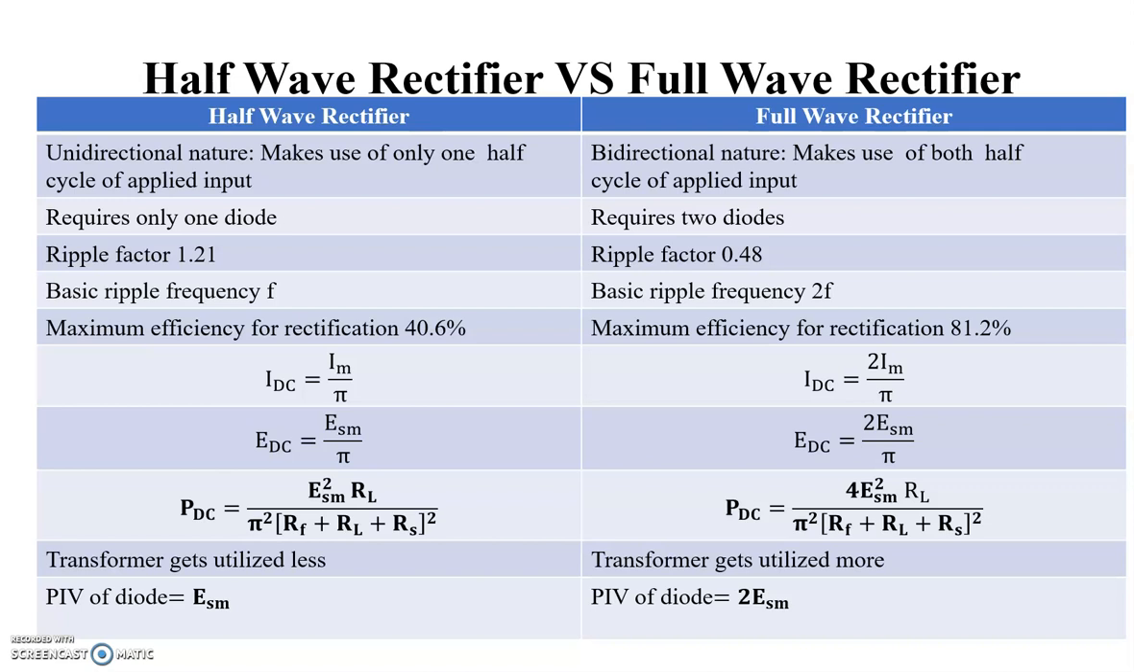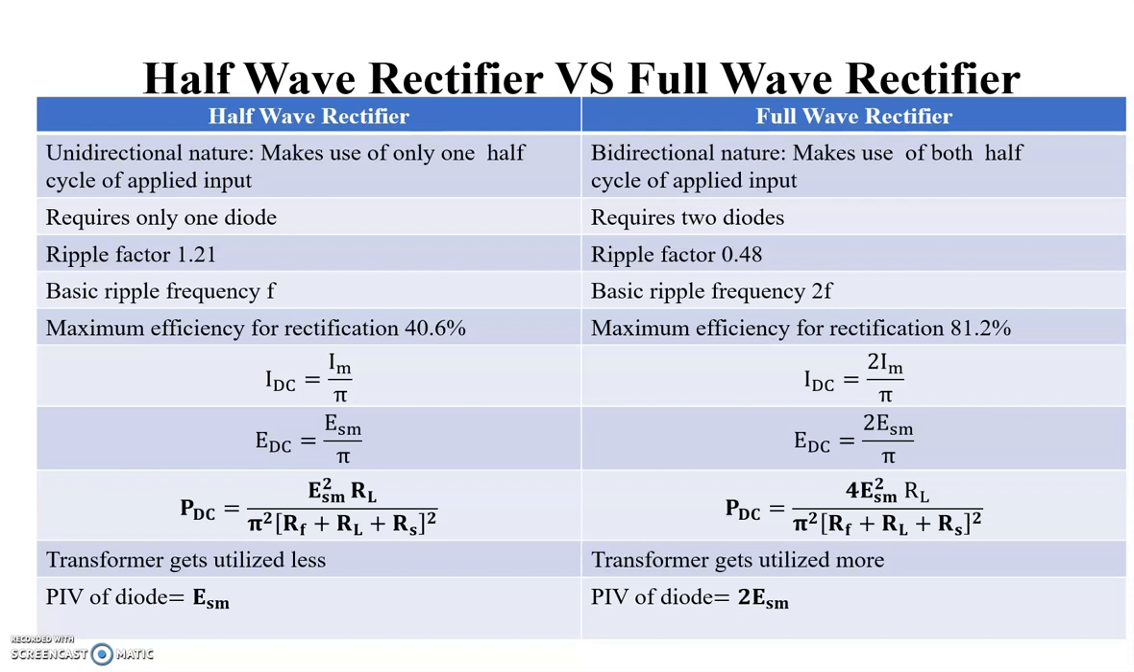The efficiency of rectification in a full wave connection is twice that for the half wave connection. The DC load current in case of full wave circuit is twice that of the half wave circuit. Similarly, the DC load voltage in full wave circuit is twice that in half wave circuit. Next, the DC power output in case of full wave rectifier is 4 times greater than that in the half wave circuit. The transformer utilization in a full wave circuit is more when compared to half wave circuit.